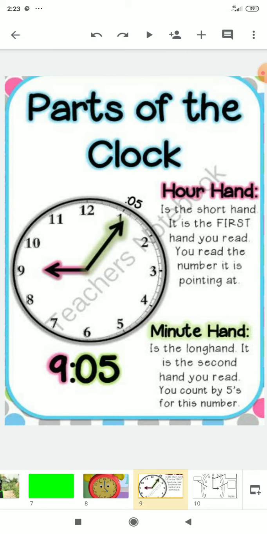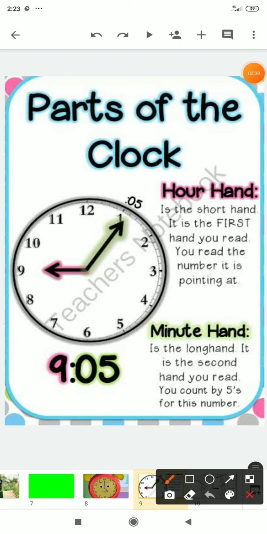So children, if you see the clock, there are two types of hand. One is long and one is short. The long hand is known as the minute hand, and the short hand is known as the hour hand. First we will discuss the hour hand, that is the short hand. The hour hand is the short hand. It is the first hand you read. You read the number it is pointing at.